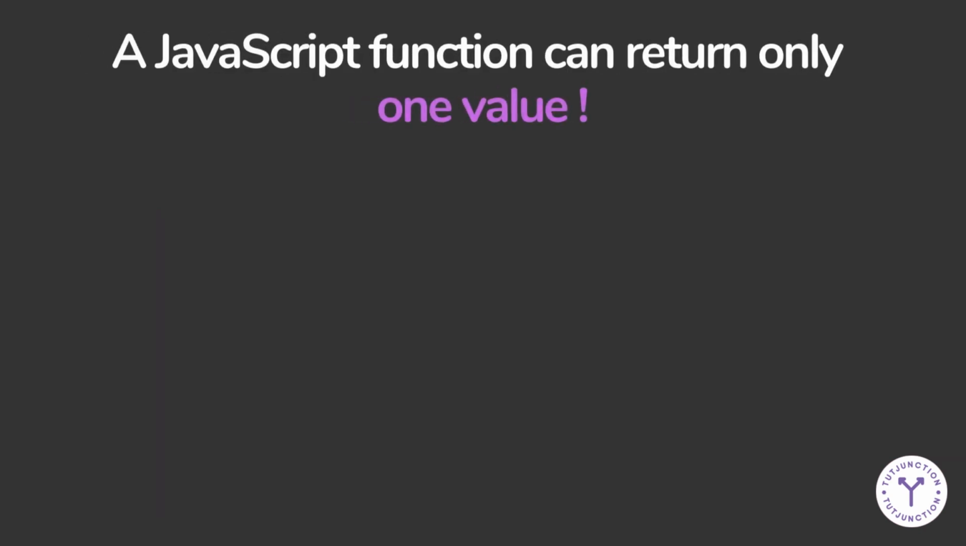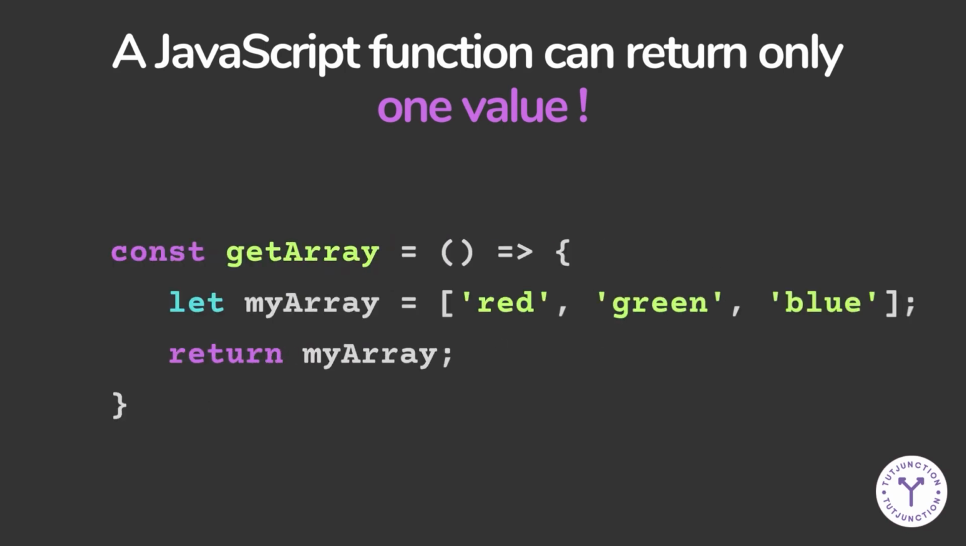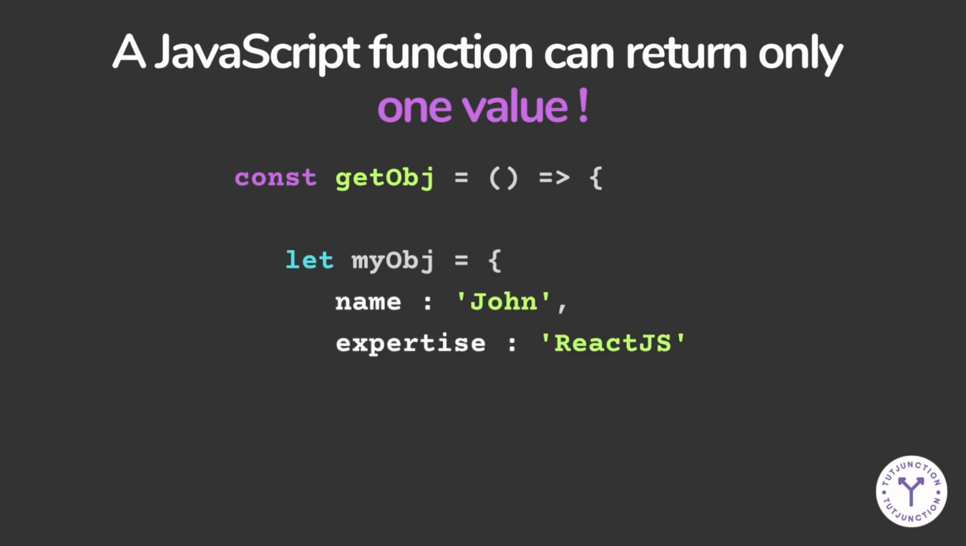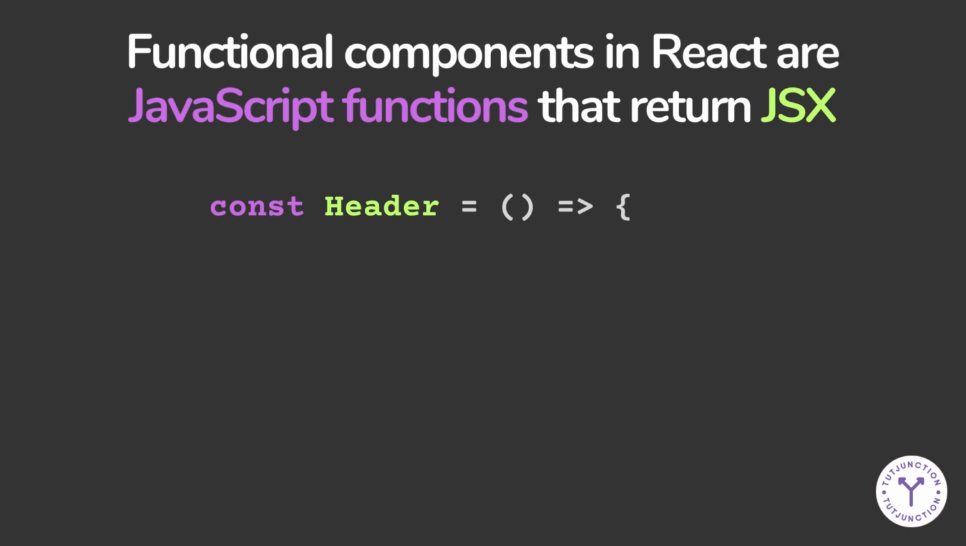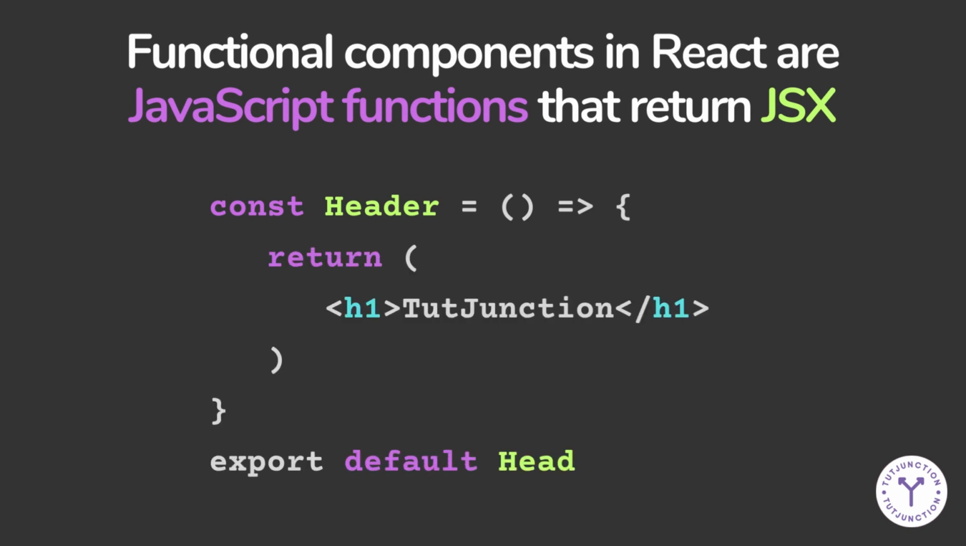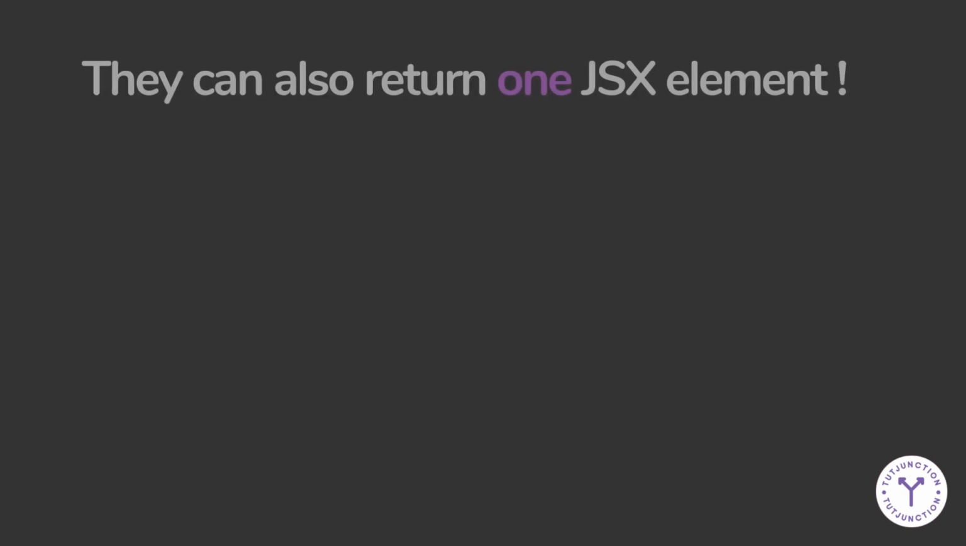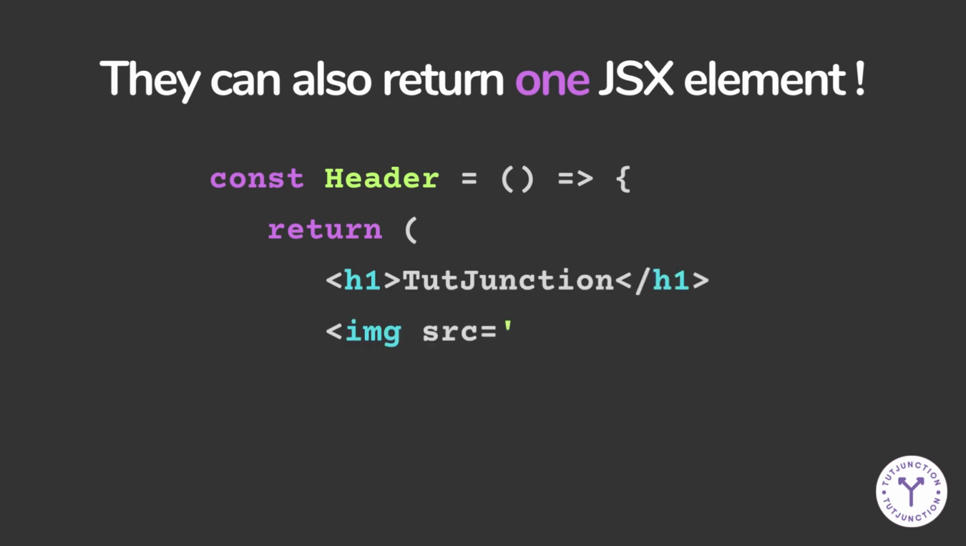A JavaScript function can only return one value. This can be a simple string or some variable. How about an array? Or some JavaScript object? It is always one value. Functional components in React are JavaScript functions that return JSX. They can also return one JSX element.